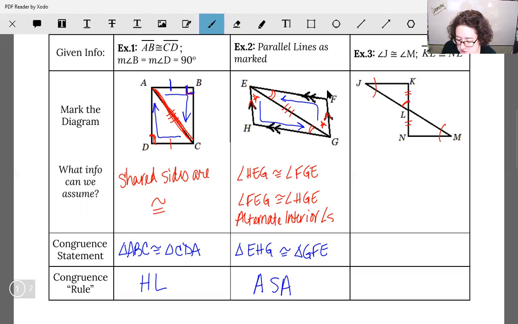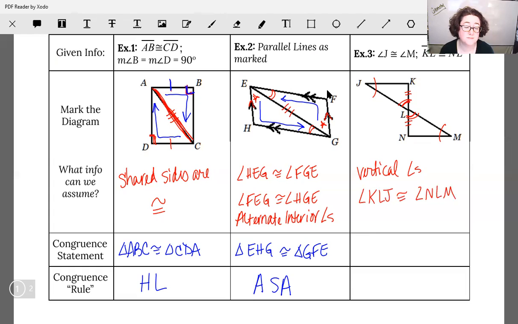We have our two vertical angles that we could mark in the middle, but again, they're not congruent to the previous one, so I want to use a different marking. I'm going to use a double arc. So in this one, we could use vertical angles. And let's see, we could name angle KLJ and angle NLM. So again, why do you think I named them in that order? What do you think I was doing mentally when I was naming them?